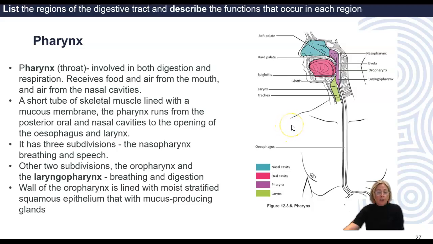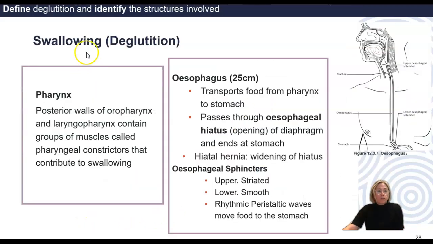The wall of the oropharynx itself is lined with moist stratified squamous epithelium with mucus-producing glands. The mucus provides the lubrication and the stratified squamous epithelium is there for protection against abrasion. That's all we're going to say for this slide. I'm going to move on now to the process of swallowing, which is also known as deglutition. It involves the pharynx and the esophagus. The posterior walls of the oropharynx and laryngopharynx contain groups of muscles called pharyngeal constrictors that contribute to swallowing.